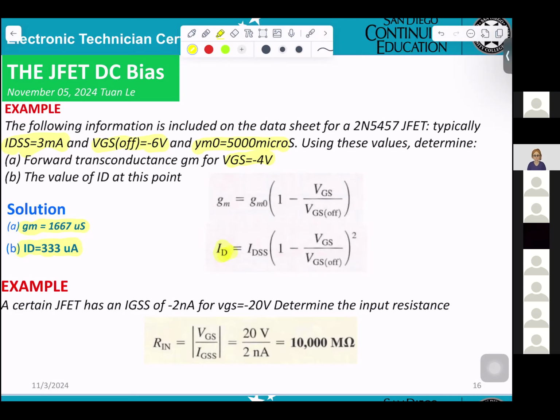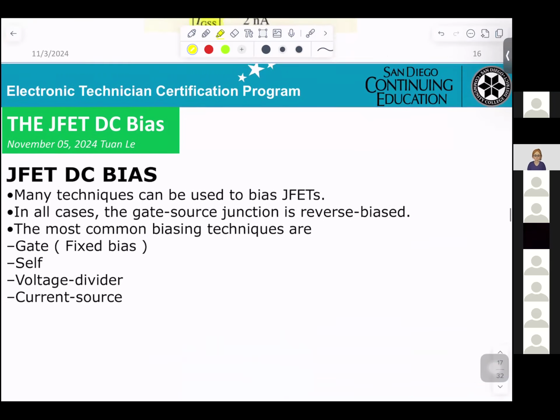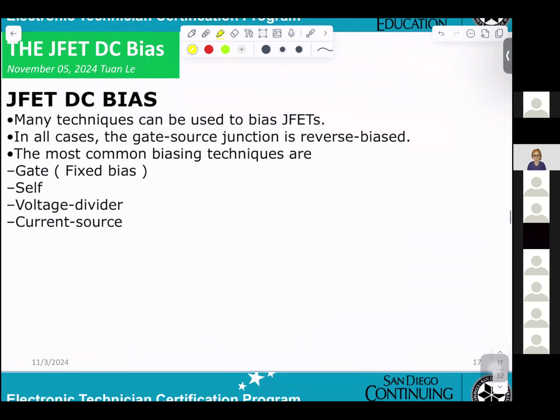Okay, and next one, they said certain JFET, they given you IGSS and VGS, and they want the input resistance. This is the formula. If you get the input resistance, you take VGS divide IGSS, absolute value. And the way they do calculation, they given you 10,000 megaohm. That's not a big deal. Okay, next.